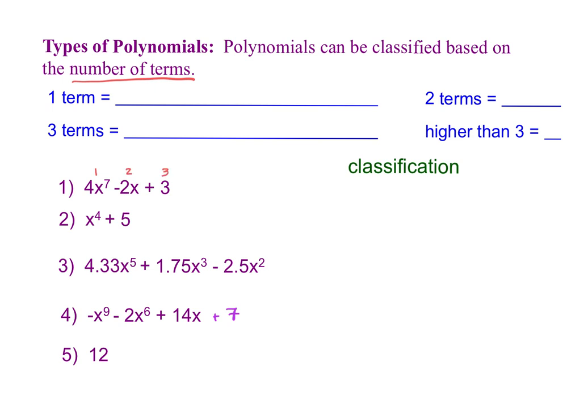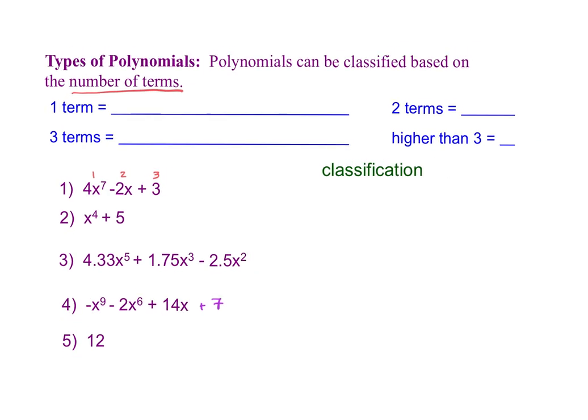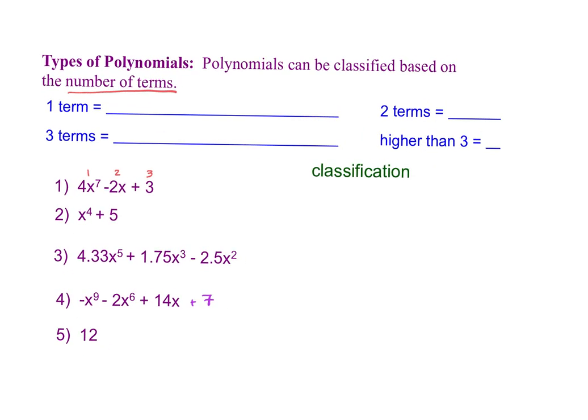And so we can have either 1 term, 2 terms, 3 terms, or higher than 3 terms. I'm actually going to make this a little bigger here, because those lines on the ends aren't very long. So we're going to make these a little longer as we classify. First thing is, if we have a 1-term polynomial, that is commonly called a monomial.